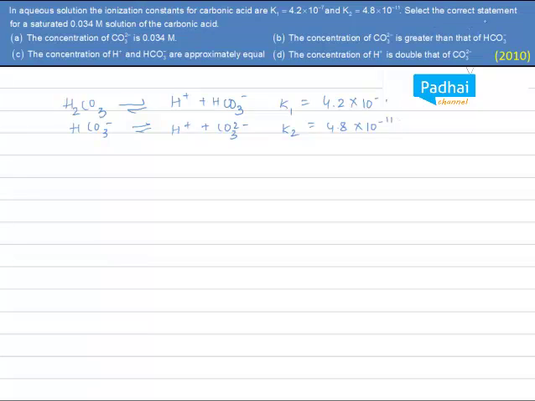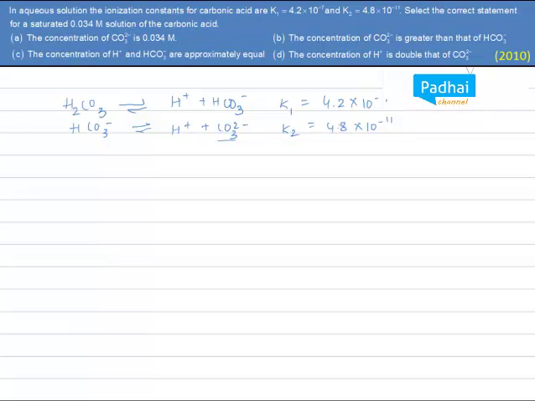Now it is saying select the correct statement for the saturated solution. The concentration of CO3 2 minus, we have to calculate this. The concentration of CO3 2 minus is greater than that of HCO3 minus. The concentration of H plus and HCO3 minus are approximately equal. The concentration of H plus is double that of CO3 2 minus, right?